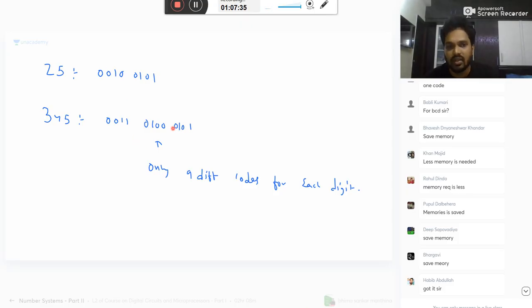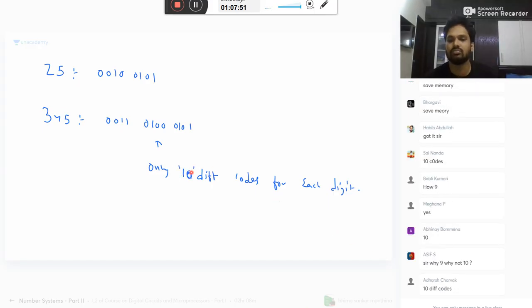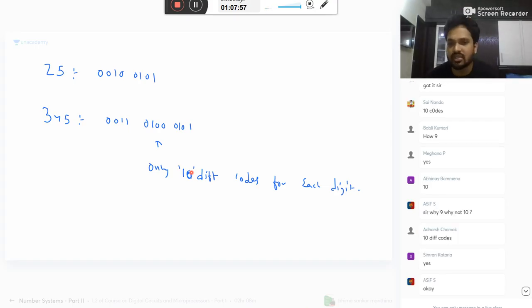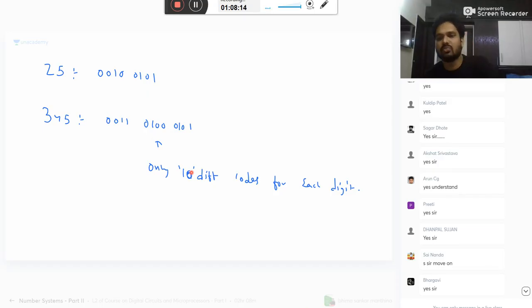What is the advantage? 5 is represented as 0 to 9. 4 can be represented in the range of 0 to 9. So any digit is in the range of 0 to 9 only. So I don't need 1000 codes here. I need only 10 different codes. Now you understand the advantage of the BCD representation? Fine. So forget about packed and unpacked. Let's move further.